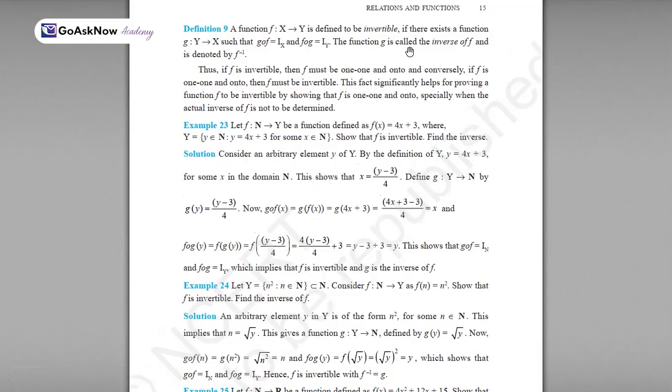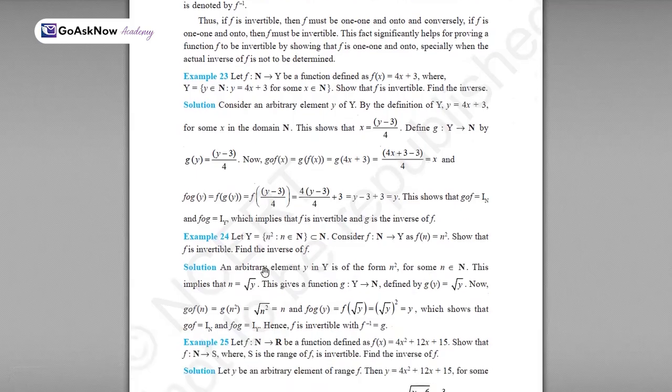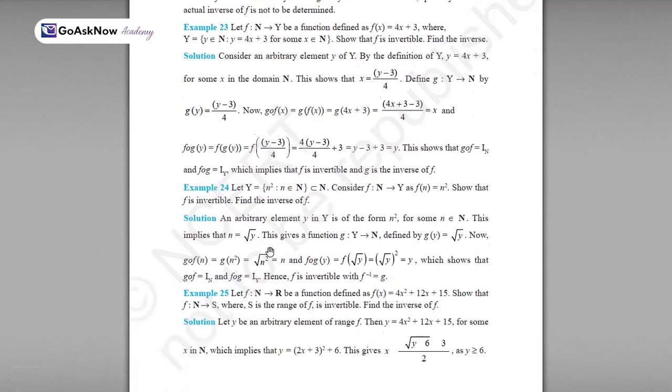So let's start and see the examples given in your NCERT. Let's see example number 24. Let's start. It is given that Y is a set which contains elements like n square, where n belongs to natural numbers, and it is a subset of natural numbers also. So consider f, a function from natural numbers to Y.